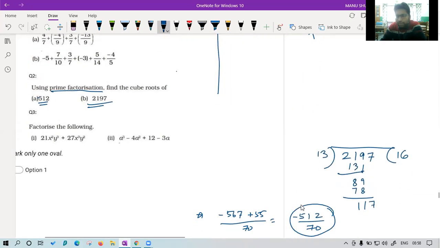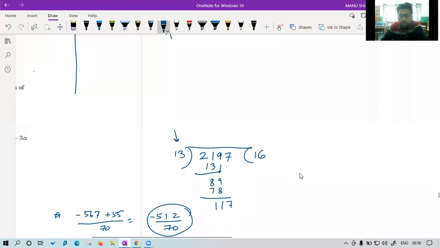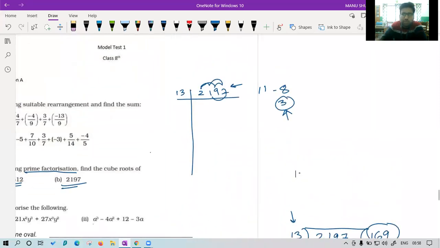Now class, in the table of 13, when do we get 117? For an idea, you can check 9 into 3 gives you 27. So maybe 9 will give the answer. So 13 9s are 117. Let's write that. And if you know a little bit about squares and square roots, you also know that 169 will give you the answer very easily. So 13 into 169 gives you 2197.